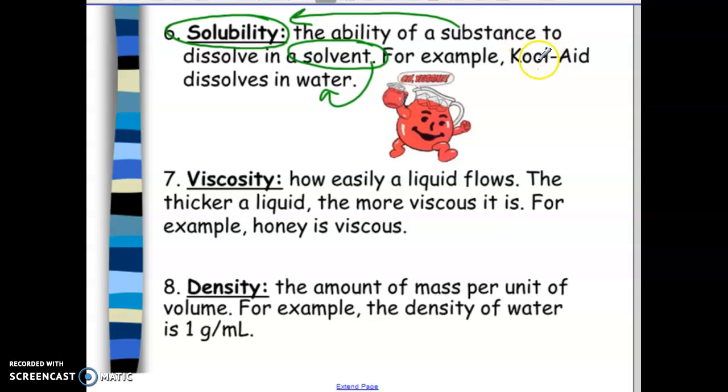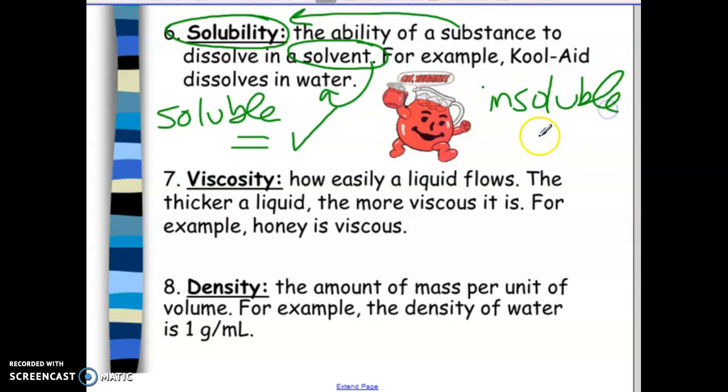So the term soluble means that yes, that substance can dissolve. So I would say Kool-Aid powder is soluble in water. If something cannot dissolve, we use the term insoluble. So for example, a rock is insoluble in water, right?